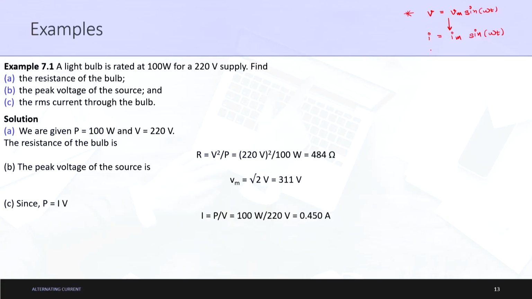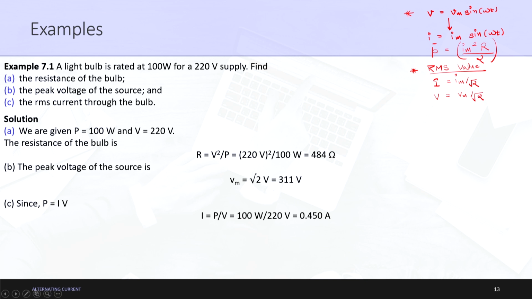The next concept we studied was power. We understood that the average power in one cycle is equal to Im square R by 2. To relate it with a DC voltage supply, we understood a new concept called the RMS value. We denote it by capital I, which is equal to Im by root 2, and capital V is equal to Vm by root 2.